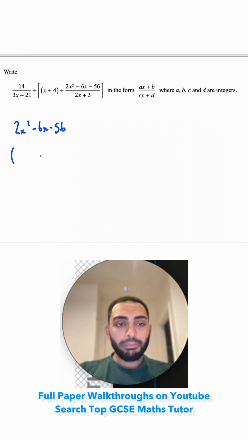So in the first bracket, to get this 2x squared, what numbers multiply to make 2? It has to be 1 and 2. So in the first bracket, I'm going to have 2x, and in the other bracket, I'm going to have x. And then I'm concentrating on this negative 56. What are my factors of 56?